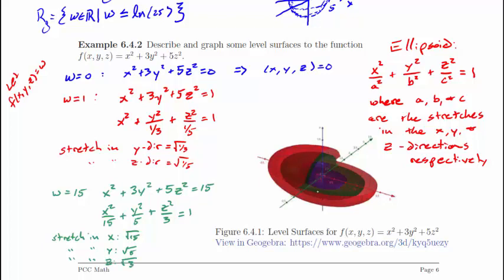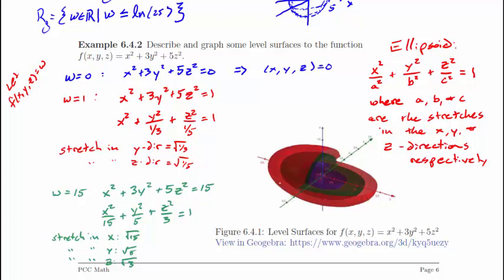We can see that on this graph kind of nicely: in the x direction it's stretched more than in the y and z directions, and it's stretched the least in the z direction of the three. We see that the center of these ellipses is the origin. And so to get these different outputs, we have these level surfaces.